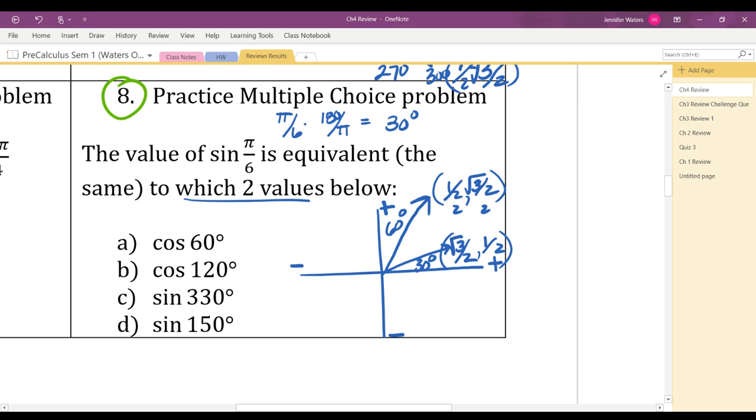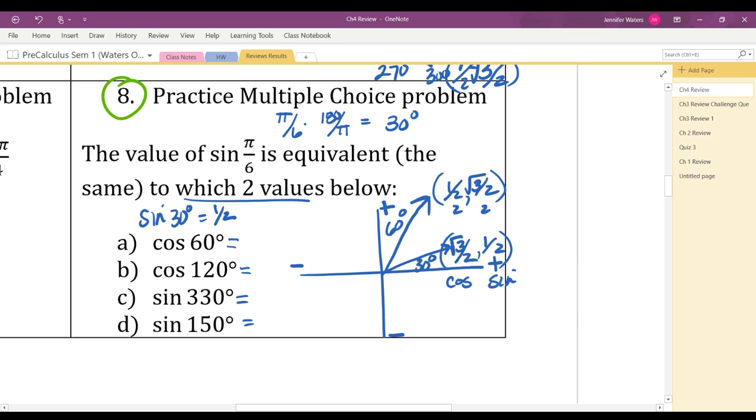So sine of 30, cosine is my first, sine is my second. It looks like the sine of 30 degrees is going to be a positive 1/2. So I want to find the two other answers here that would equal a positive 1/2.